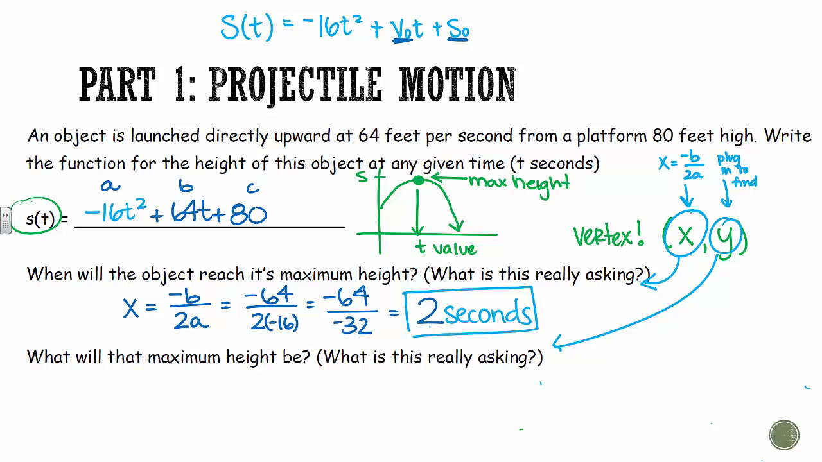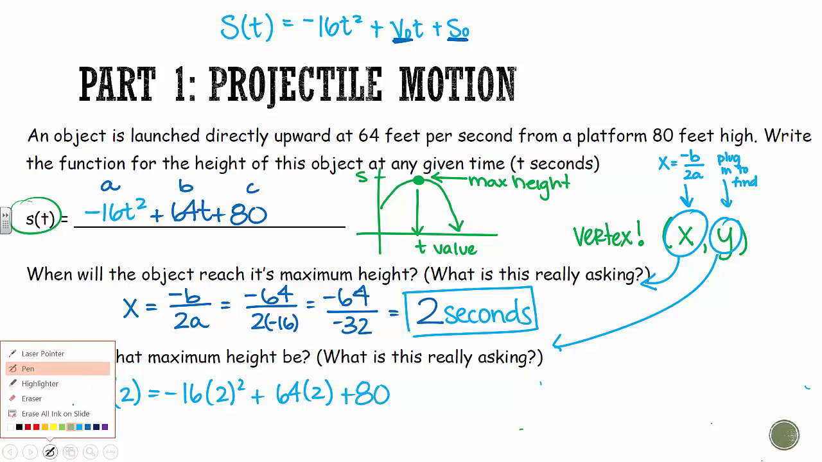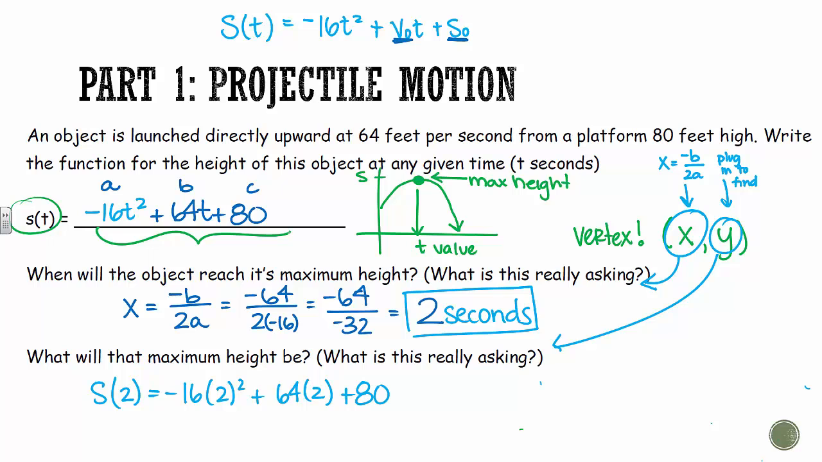And then what will that maximum height be? It's asking you how tall that's going to be. So what we need to do is plug in 2 seconds worth of time. So we have negative 16 times 2 squared plus 64 times 2 plus 80. And now if we had put this into vertex form, we would have figured this out already. But because we use this little shortcut here, we have to do some more math.